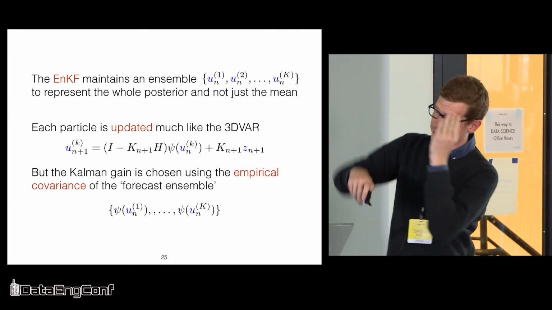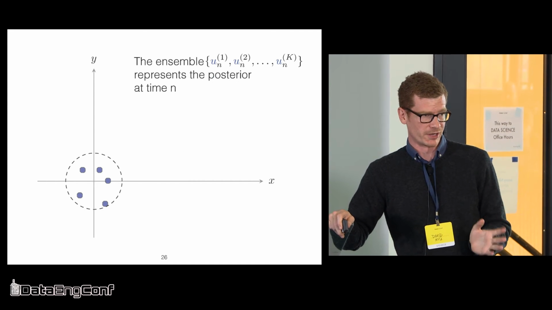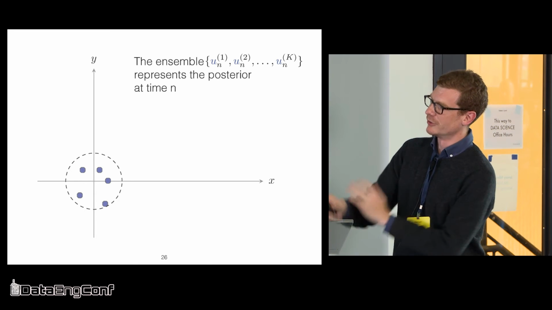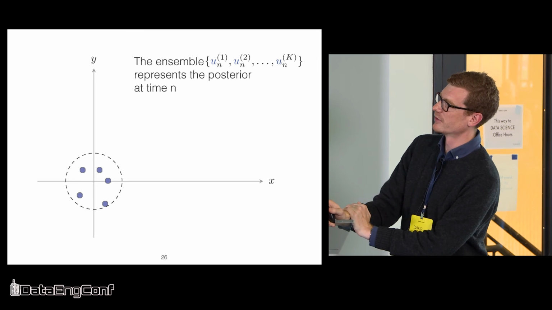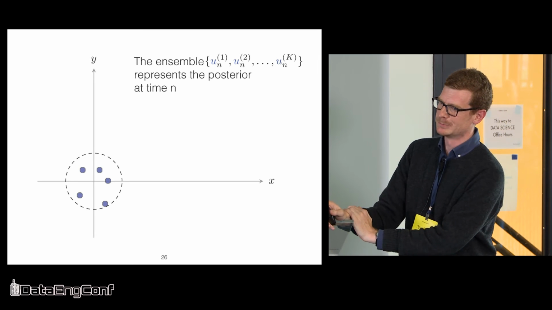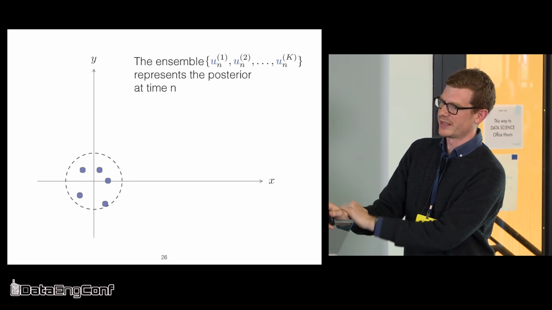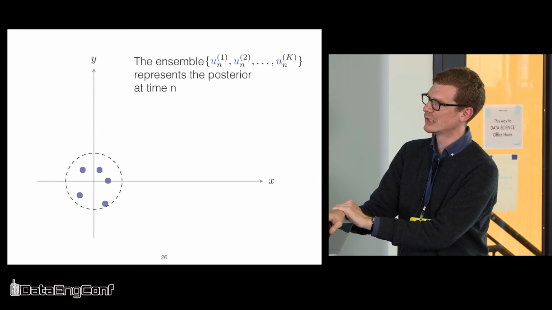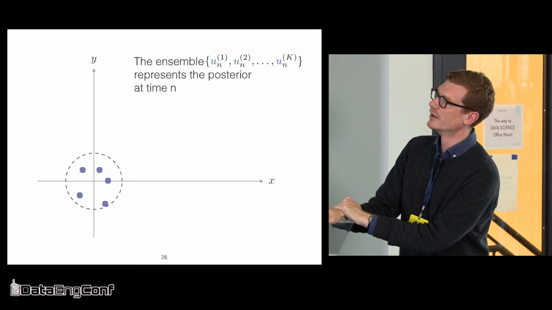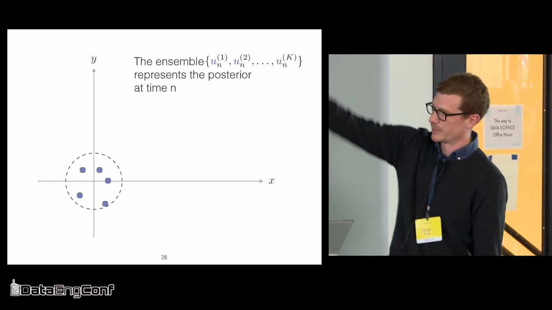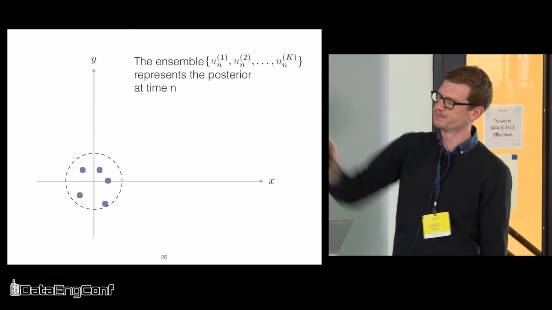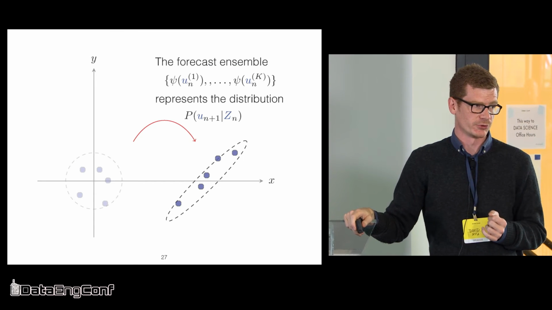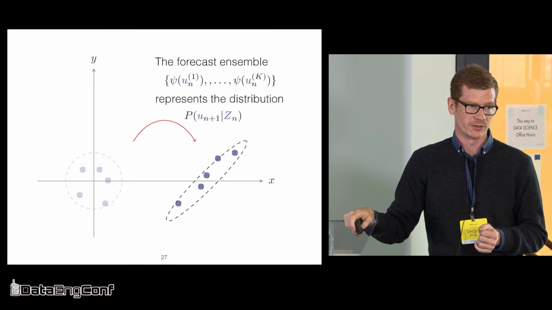Okay, so I'll give you the same picture, but with an ensemble rather than actual distributions, so you can understand the idea. So you start with an ensemble, which represents your posterior at time n. Think of this as samples from the real distribution. You apply your dynamics to all of them. Each one of those points, you just apply the dynamics, and it goes to one of those points. This gives you some kind of approximation of the forecast distribution. It gives you an empirical approximation of the forecast distribution.